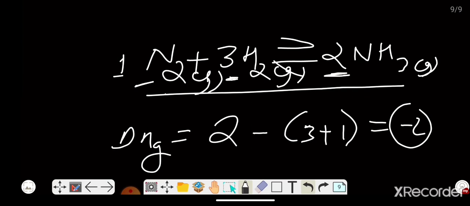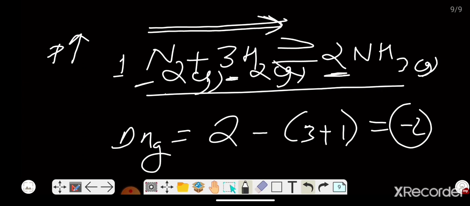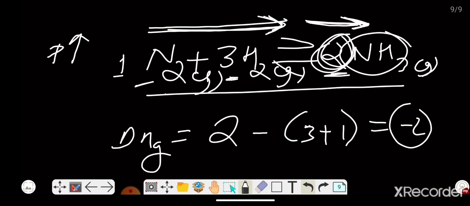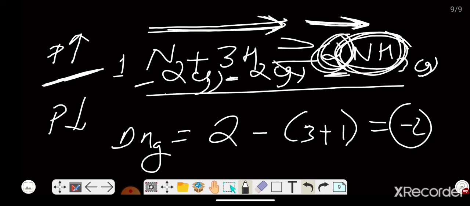So in this reaction, when the pressure is increased, the reaction proceeds in the forward direction, because in the forward direction the number of moles is less, so less gas is produced and pressure decreases. When pressure is increased externally, the reaction proceeds in the forward direction, because in that direction the pressure is decreased. Now when pressure is decreased, the reaction proceeds in the backward direction.